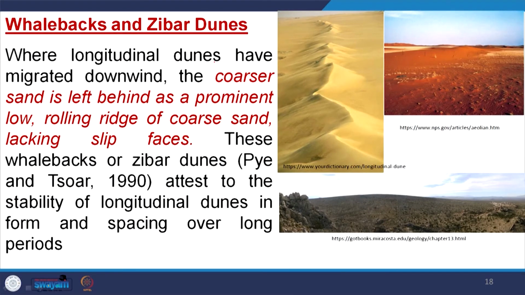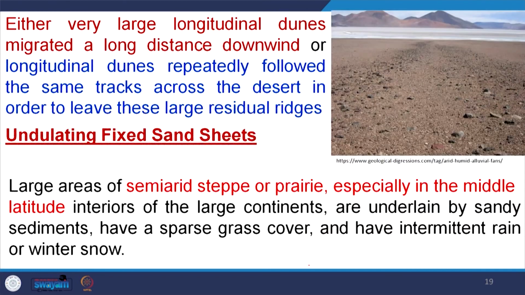So, this is called the eolinite, and these are Whalebacks or Gibber dunes, where longitudinal dunes have migrated downwind, the coarser sand is left behind as a prominent low rolling ridge, coarse sand lacking a slip face. These Whalebacks or Gibber dunes are attached to the stability of longitudinal dunes in the form of spacing over a long period. So, these are huge dunes, and they show rolling topography. If you see here, very gentle rolling topography is there. This is one type of dune.